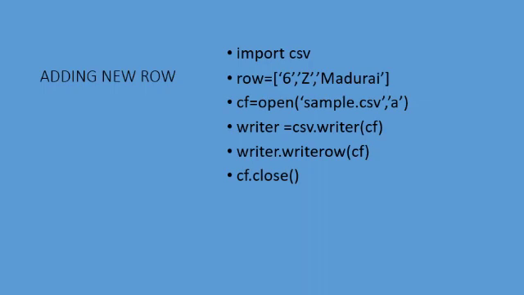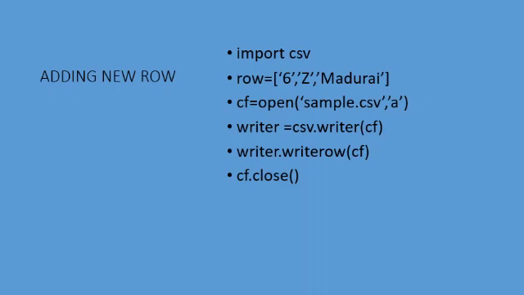Remember that writer.writerow within the bracket is not CF, it is row only, ROW, which contains the data. Kindly change it, girls and boys. Writer.writerow will write the data where the data is available, not in CF but in row, the new data. Kindly change this place. The last line, writer.writerow of row: in the place of CF, row has to come.